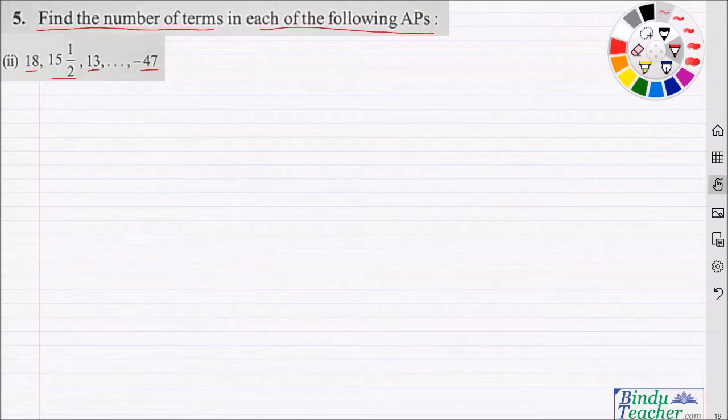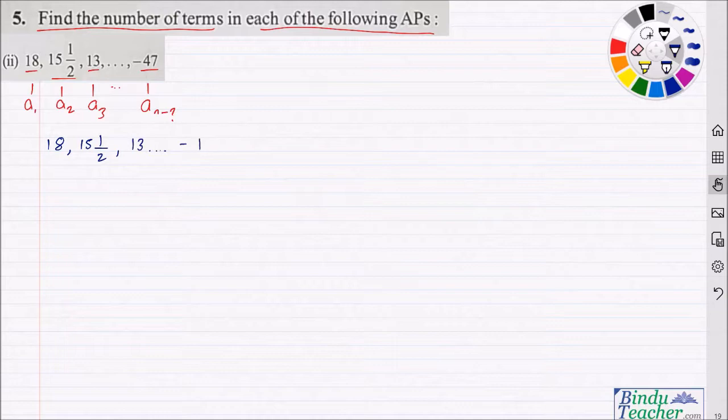So what is a term? Here you can see 18 is the first term, which can be written as A1. 15 1 by 2 is the second term. 13 is the third term, and so on. We have to find out minus 47, which is A of n. So here we have to find out n. What is the value of n? Okay, so let's start by writing down this question. So here we have 18, 15 1 by 2, 13, and minus 47.